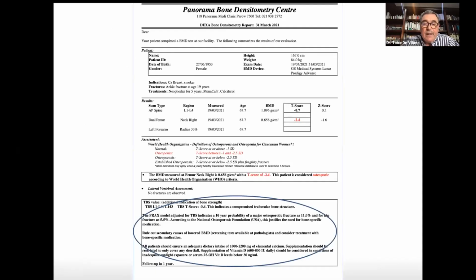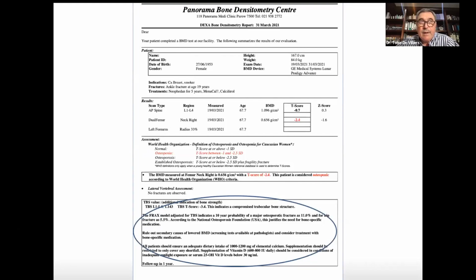So in the end, we say that this justifies treatment, because there is a fracture risk for the hip in this particular case of 5.5% in the next 10 years, so you should consider treatment. And I then add: first rule out secondary causes of low bone mineral density, and the screening tests are normally done at the pathologist, and then consider treatment with bone-specific medication. I want to stress this point absolutely. Once you get low bone mineral density, or loss of bone, anything like that, you need to look at the cause.